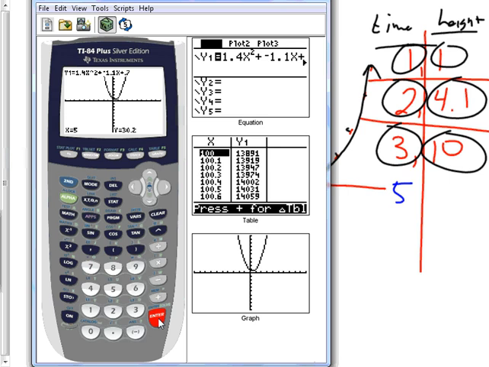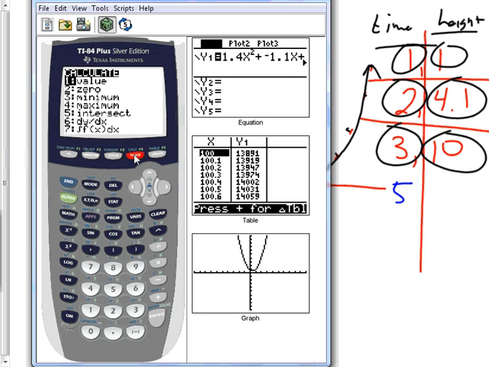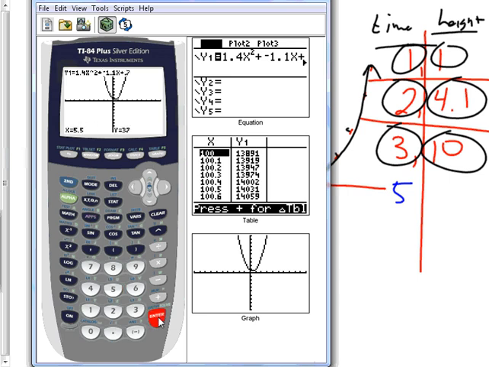What if I wanted another one? I'm going to go second, calculate a different value. I'm going to say after 5.5 seconds. Can it do that? Sure it can. It's up 37 feet. Okay.